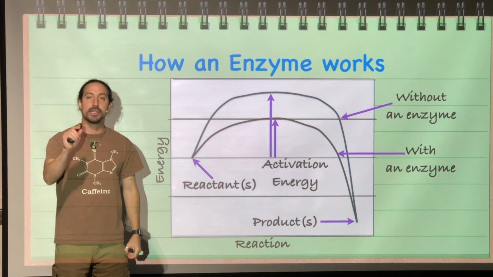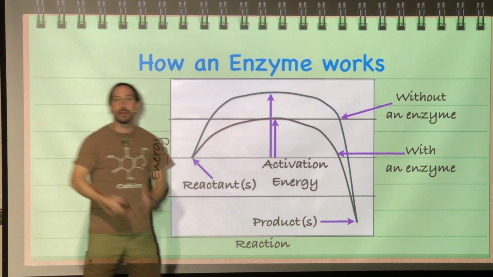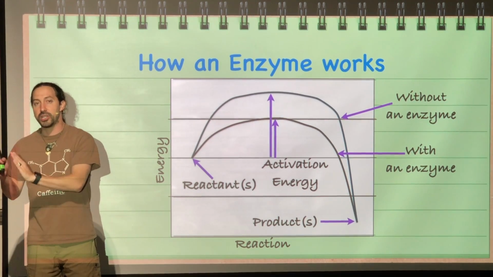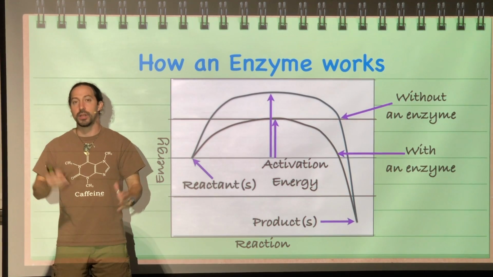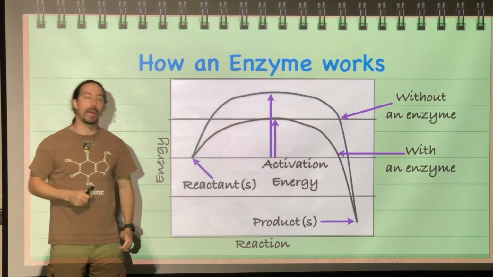They make it easier for the reactants to become the product. That's what enzymes do. They allow for the transition of going from reactant to product to be easier, to cost less energy, and thus they end up speeding up our chemical reactions.